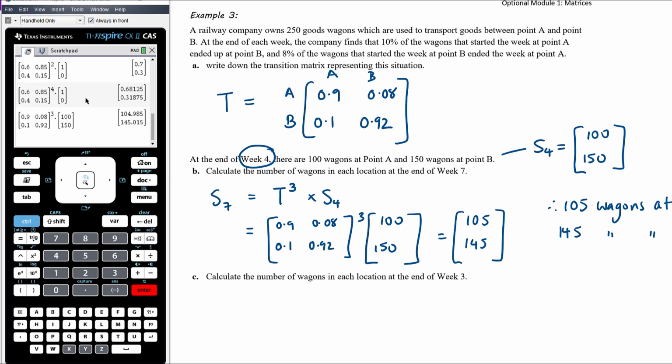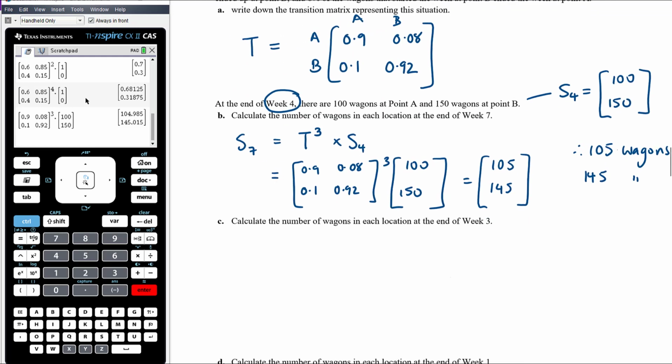Calculate the number of wagons in each location at the end of week 3. I talked briefly about this earlier: we want to know about stage 3, given that we know about stage 4. That's a more complicated question to think about directly. So instead, if we want to get to stage 4, we would do 1 transition times stage 3. So that means we know this.